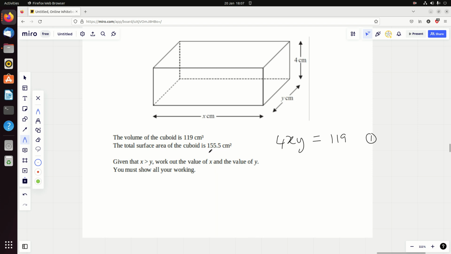This is harder. People always fall down on the surface area of a cuboid. They really do. I've seen it so many times. Watch out for surface area.